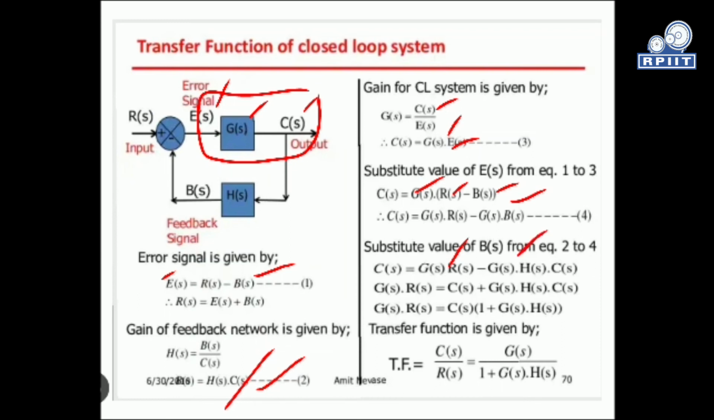So we'll take the common factor of both, and we will put the value like this one. Finally we calculate the transfer function C of s by R of s, which is G of s upon 1 plus G of s into H of s. So this is the transfer function of our closed loop system.